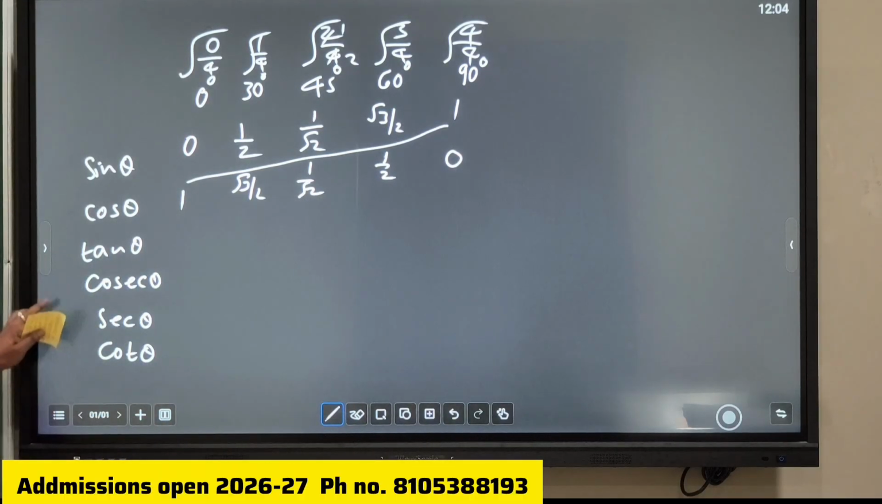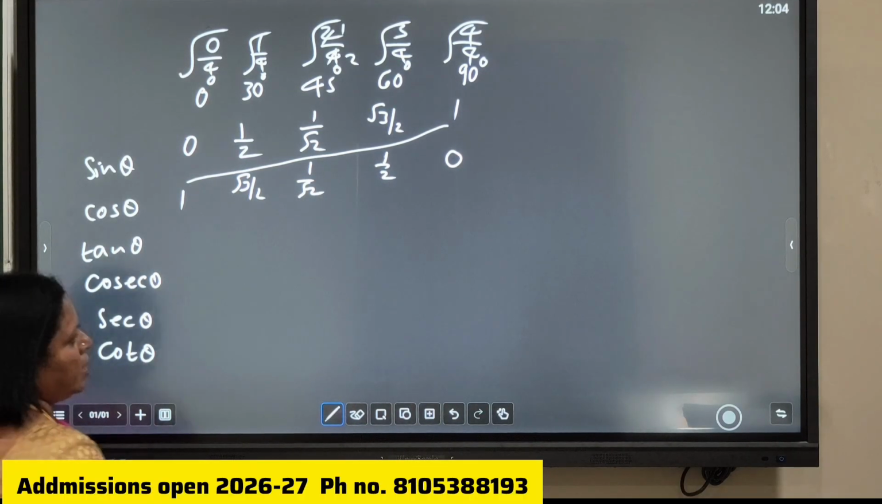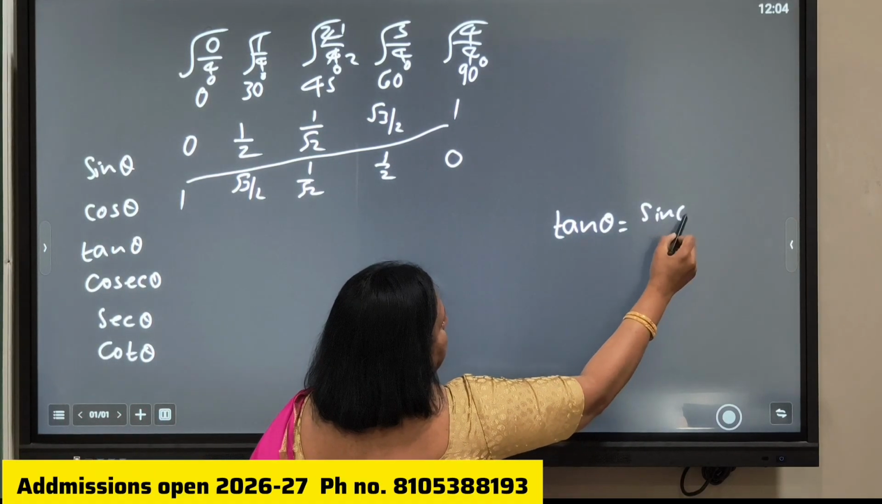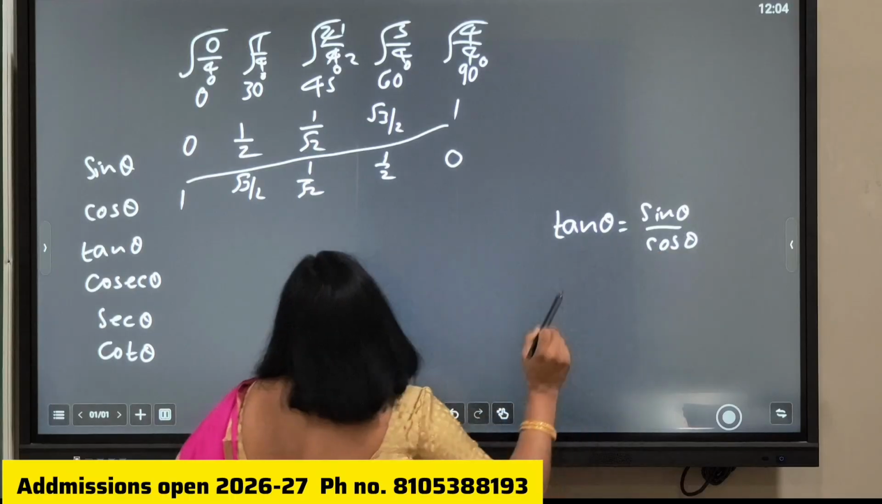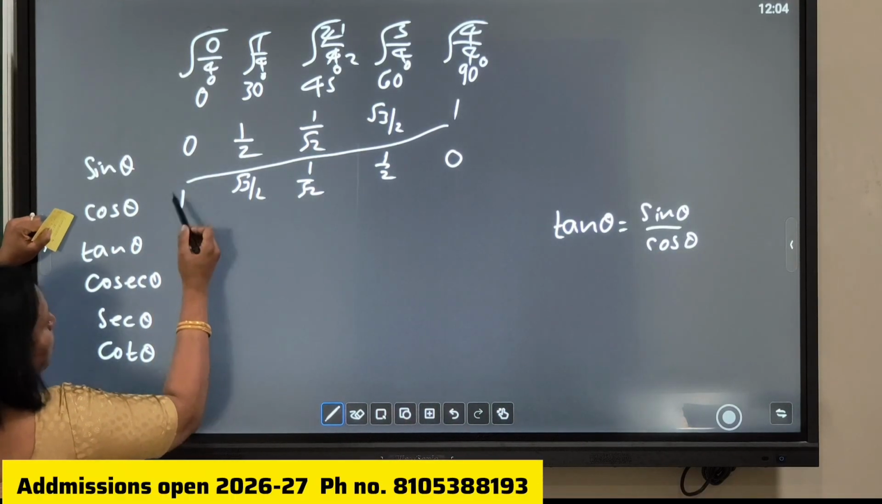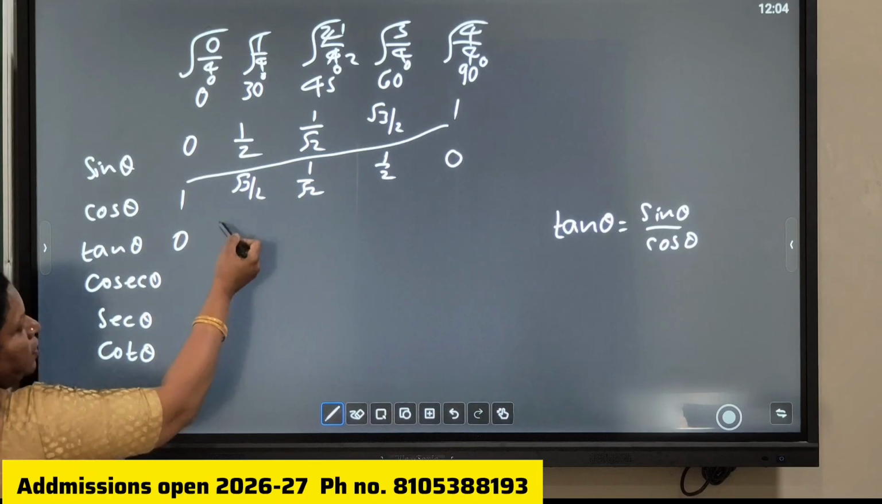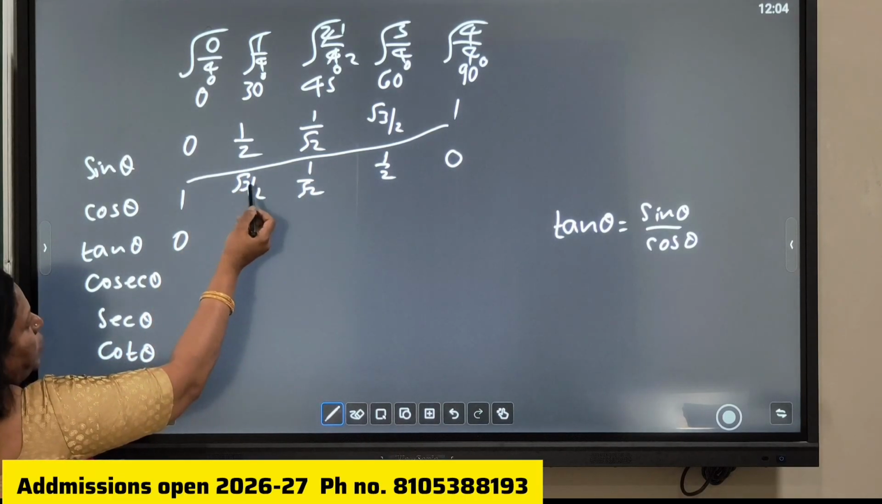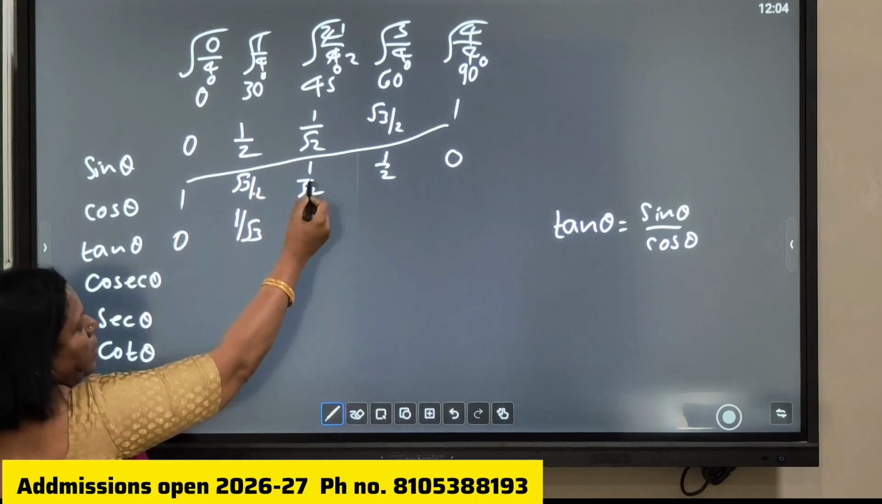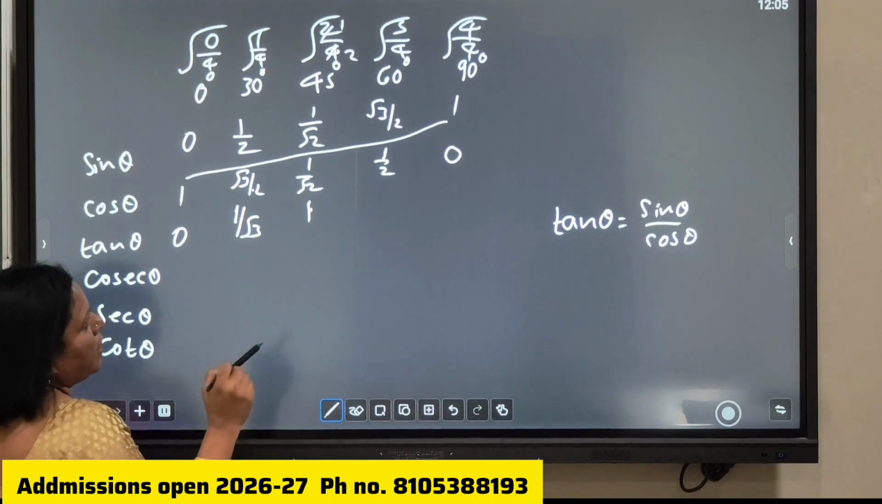We all know, as we just spoke about, that tan theta is sin theta by cos theta. So when I take tan theta, sin theta by cos theta, 0 by 1 is 0. 1 by 2 divided by root 3 by 2, the 2s get cancelled, and it is 1 by root 3. 1 by root 2 divided by 1 by root 2 is 1.